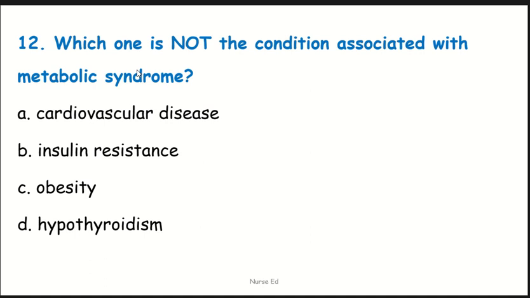Question number 12. Which one is not a condition associated with metabolic syndrome? Option A, cardiovascular disease. Option B, insulin resistance. Option C, obesity. And option D, hypothyroidism. And the right answer is hypothyroidism.